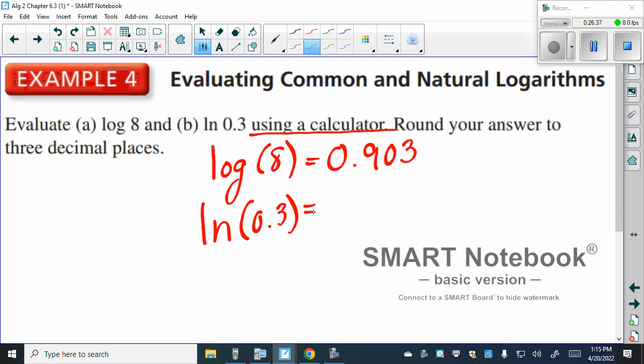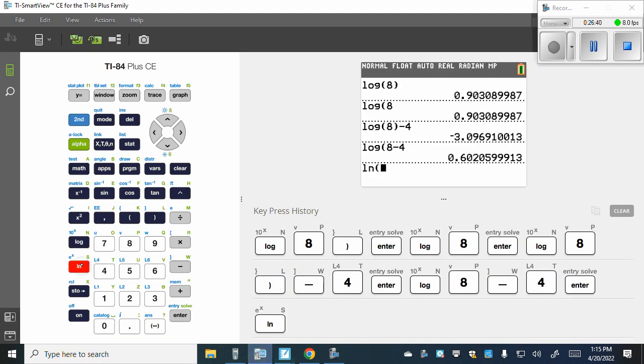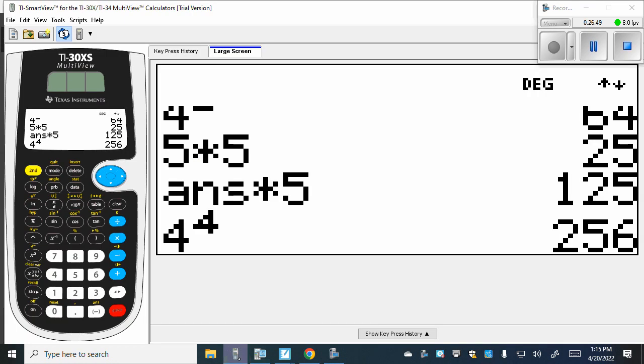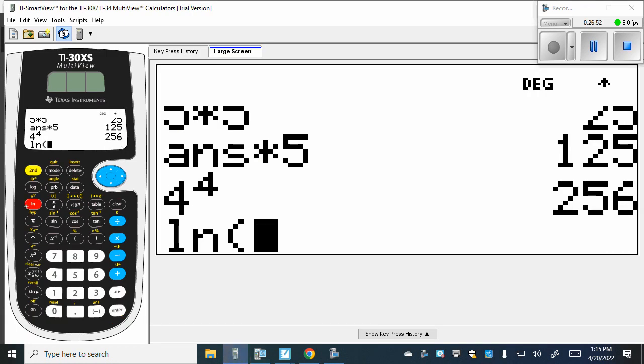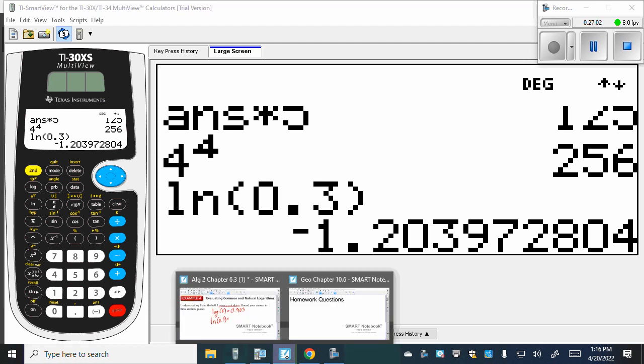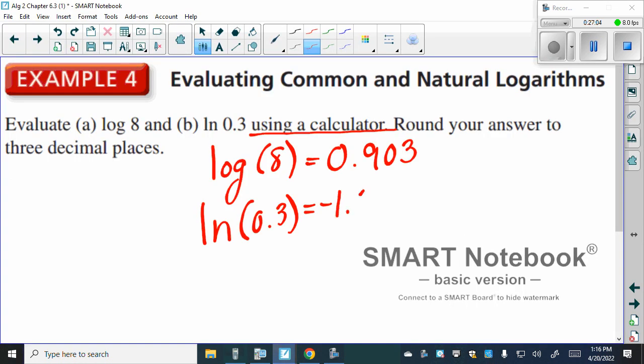So the natural log of 0.3, we can grab the calculator and say natural log of 0.3. Negative 1.204. So we can take this one here, ln of 0.3, and get negative 1.2039, so negative 1.204. That's it. So on these here, we're just using the calculator.